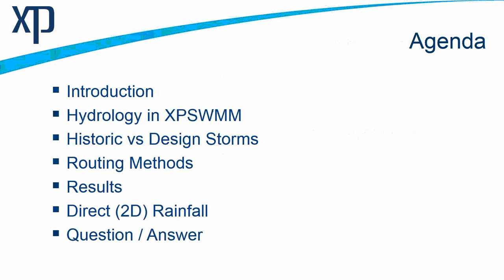Today will be a reasonably short webinar, hopefully. I don't want to take up too much time. But as an agenda, we'll have a brief introduction, again a follow-on from the previous webinar, discuss the hydrology inside our main tool, XP Swim, and look at the data types between historic and design storms, some routing methods, and have a review of a lot of the time inside the software for 1D and 2D rainfall. And at the end, of course, we'll try and spend as much time as required to answer any questions that any of you have over the course of today's session.